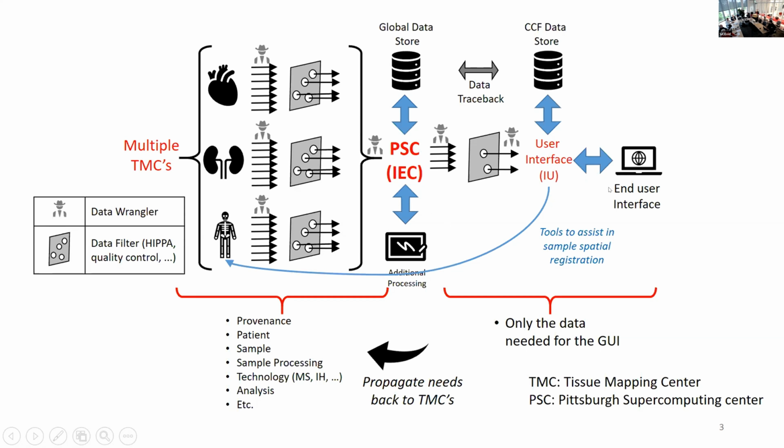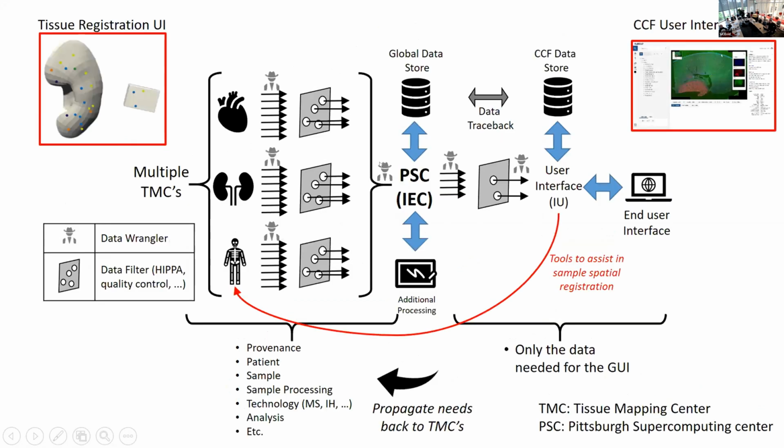There are lots of other elements in this figure that I won't have time to go through, but what I will do is show you a tissue registration user interface that's used by the tissue mapping centers ultimately, if we can get it to work. This is really an exploratory study right now. And on the right-hand side, we have a CCF user interface, which uses the CCF ontology and metadata that you learned about from Paul's talk, and also data provided by the Vanderbilt team to show how semantic search, filtering, and browsing might work.